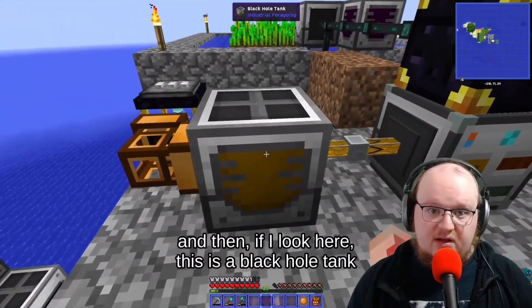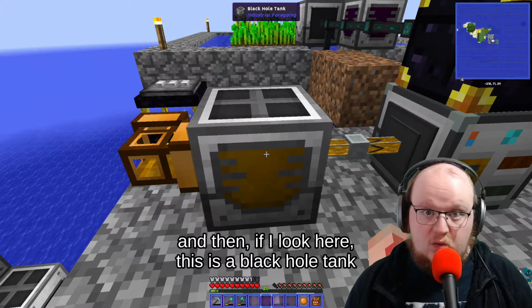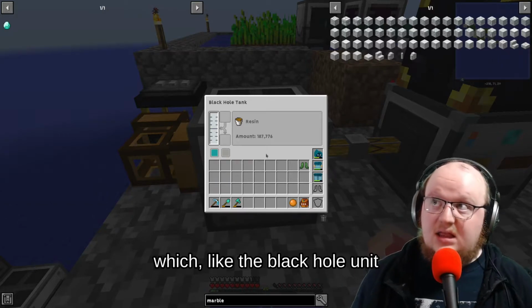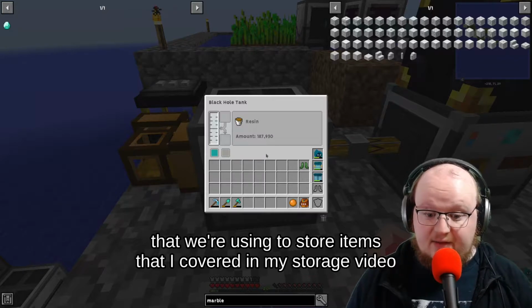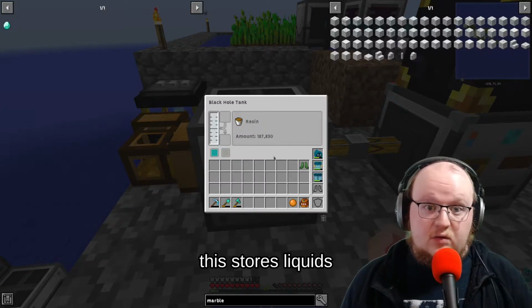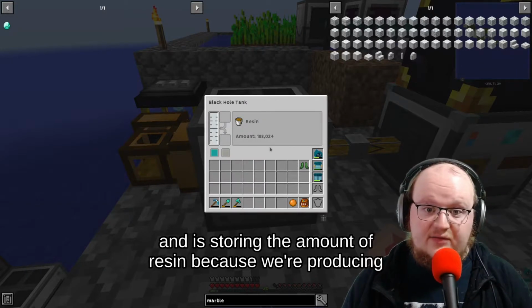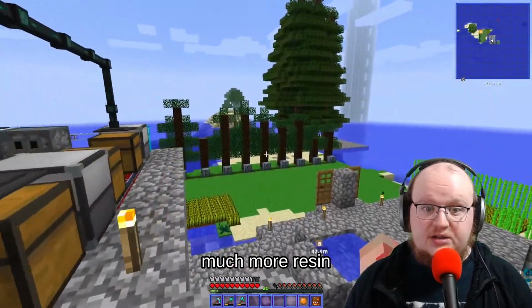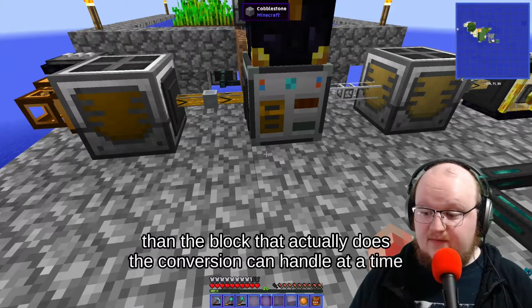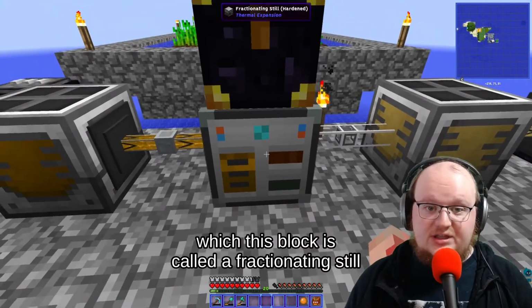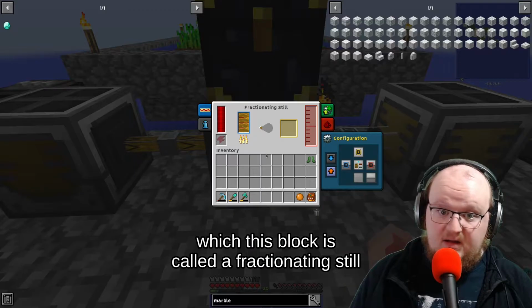And then if I look here, this is a black hole tank, which, like the black hole unit that we're using to store items that I covered in my storage video, stores liquids and is storing the amount of resin, because we're producing much more resin than the block that actually does the conversion can handle at a time, which this block is called a fractionating still.